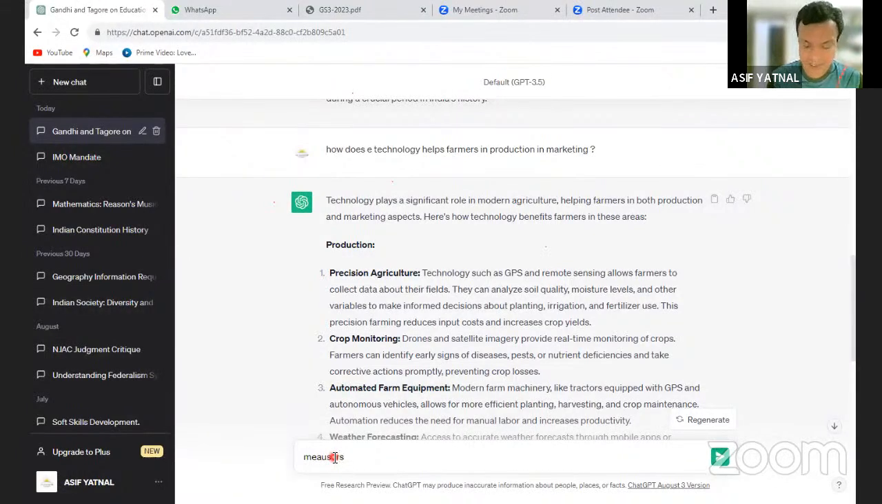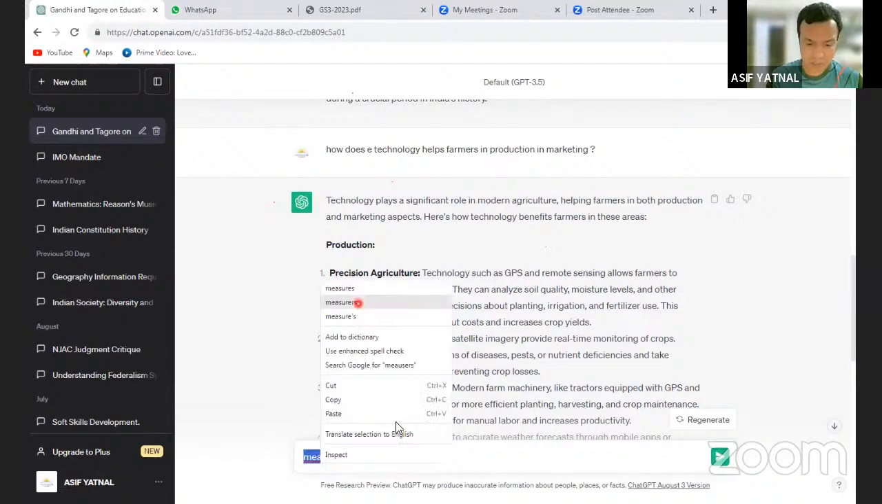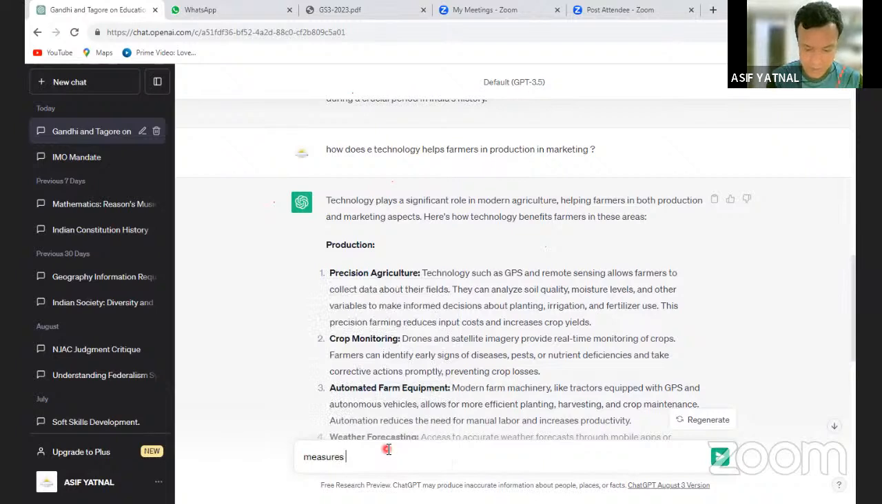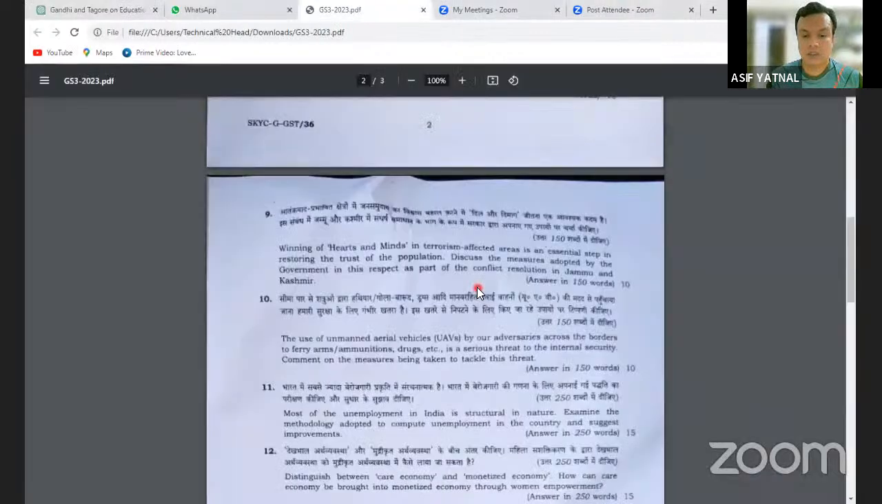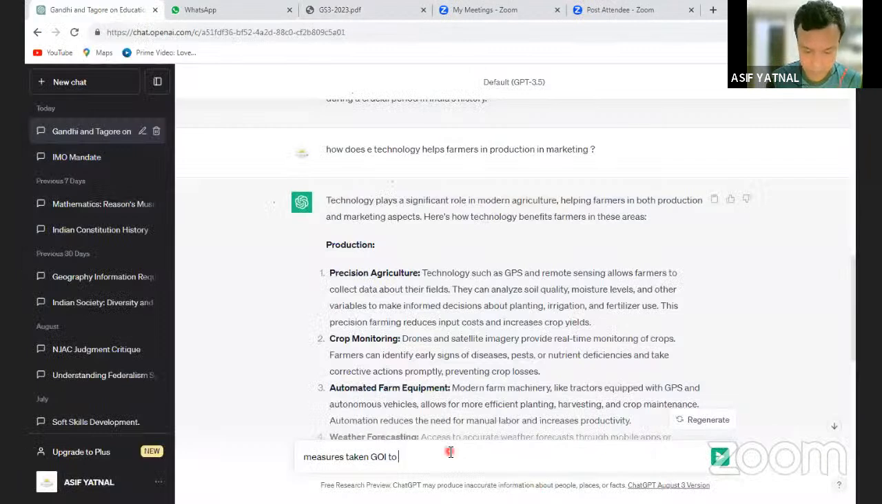जो मुझे याद आ रहा है वो मैंने बताया है. रिसेंटली मुझे लगता है अराउंड 2 to 3 months बैक इंडियन गवर्नमेंट ने वहां पर कुछ किया था जम्मू एंड कश्मीर में. मेजर्स टेकन बाय GOI. What is the question? Government as a part of the conflict resolution. Conflict resolution in Jammu and Kashmir.